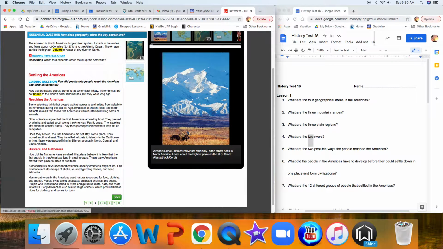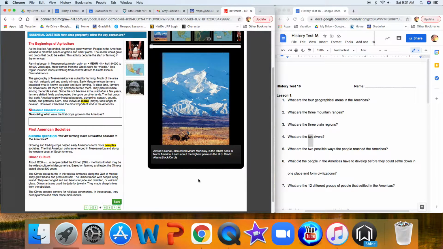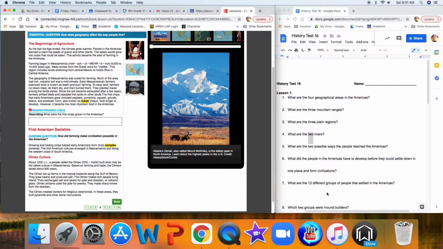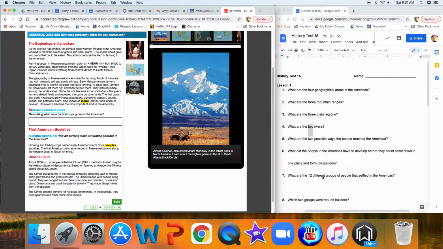And then as I'm cruising here, guys, I'm going to get down to the end here where we start talking about number 7. 7 says, what are the 12 different groups of people that had settled in the Americas? So you're looking for just the names of all the groups of people that we pulled out. So you can see how you got the first American societies. Now, guys, it's not in America. This is in all the Americas that we studied: South and North America and also Central America. So you got one there, guys.